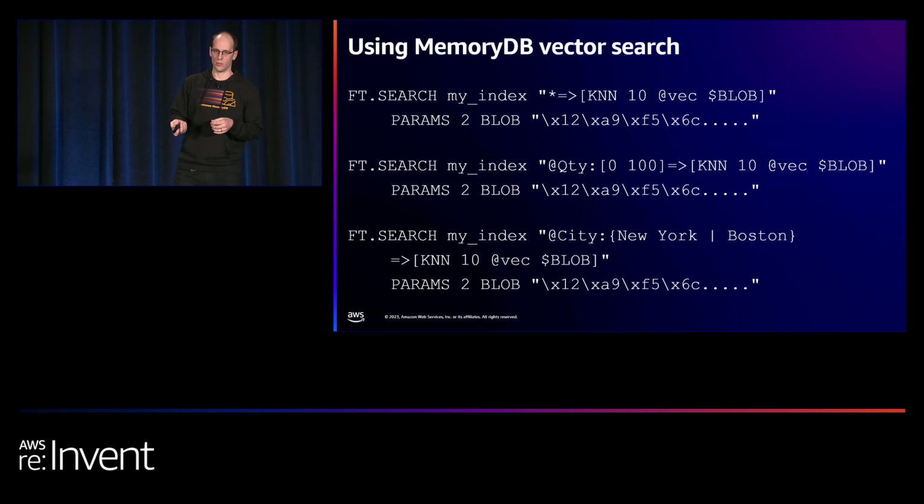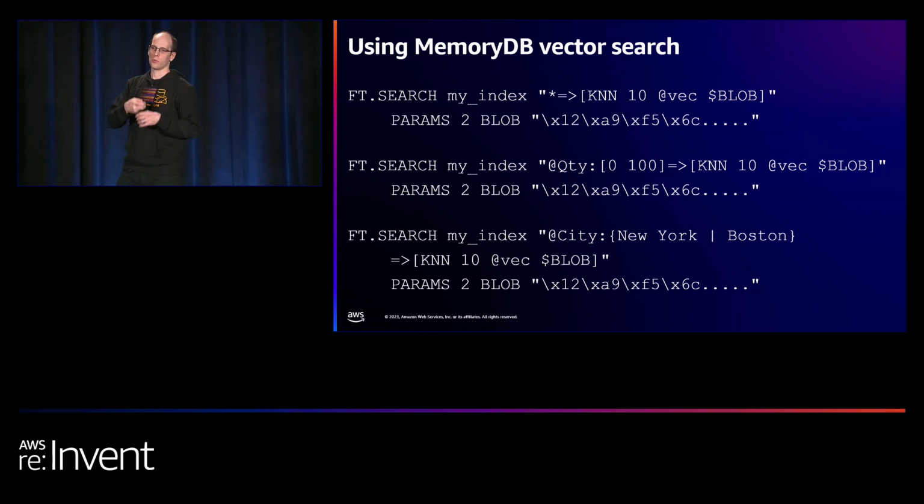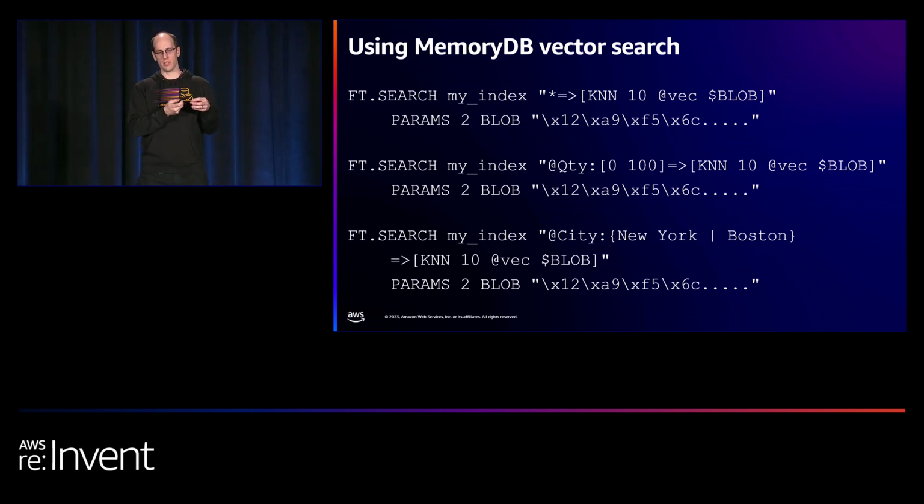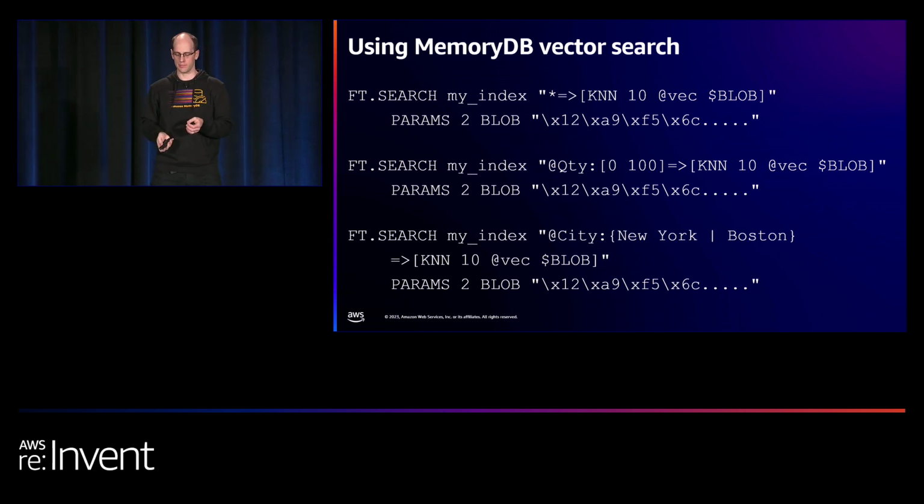tags. So here we would look for keys of type hash that have a field called city that is either New York or Boston. And remember, this is a hash. You'll have a city field, but you have another field called field name that will be your vector. And that's what you will do vector similarity search on.